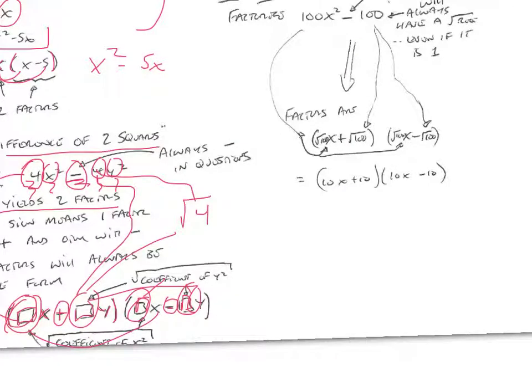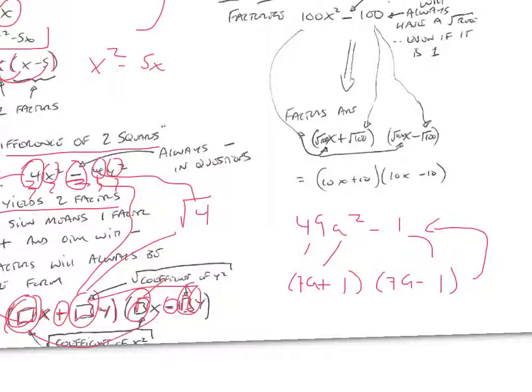Let's do another example: factorize 49a squared minus 1. It's going to have two factors, always plus and minus. In here, it's going to be the square root of 1, which is 1 and 1. And in here, we're going to have whatever the variable is, either side of the sign. And here is going to be the square root of 49, which is 7 and 7. So 7a plus 1 times 7a minus 1 will give you 49a squared minus 1.